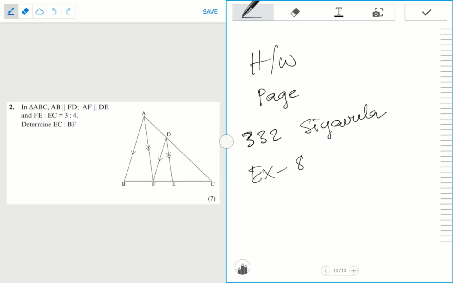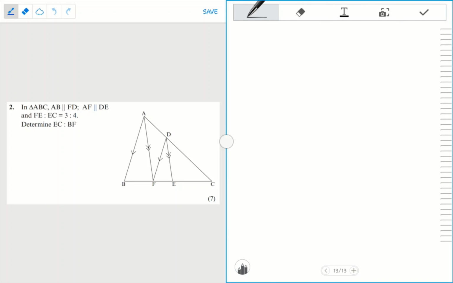Okay, so we will be doing examples on this video. Maybe 2, maybe 3, 4 examples, and then we go to the next theorem.